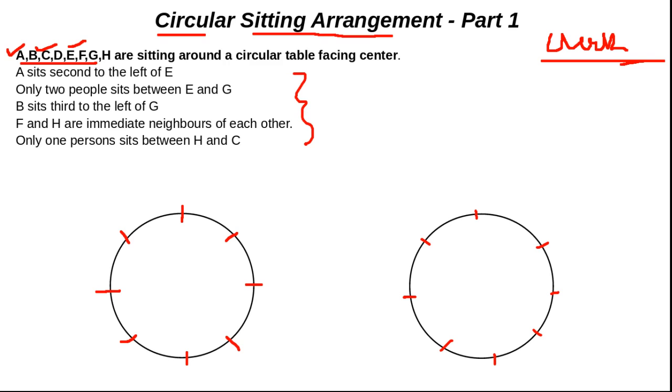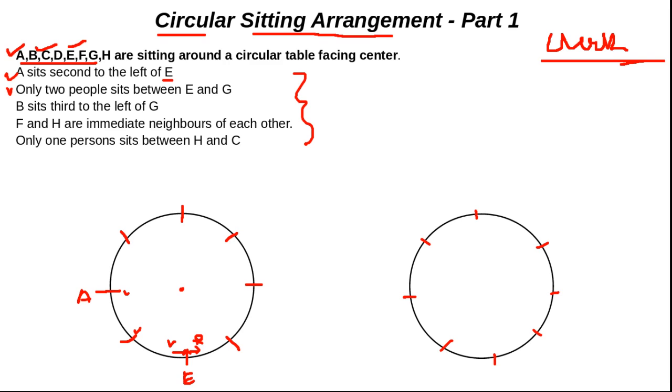A sits second to the left of E. Remember, all the persons are facing center. So if the person is facing center, this will be his left and this side will be his right side. Okay, so we'll start. A sits second to the left of E. So E is fixed here. This is first and this is second. So A will be seated here. First point is complete.